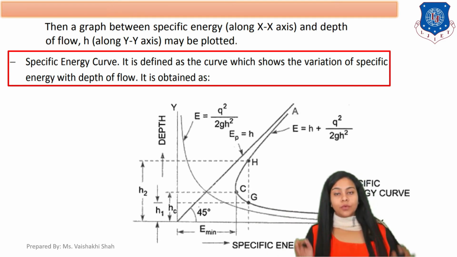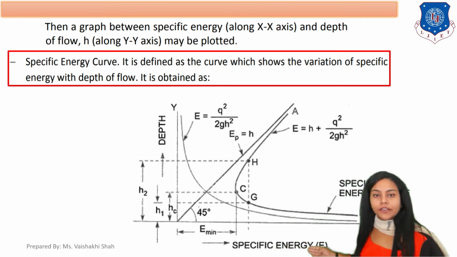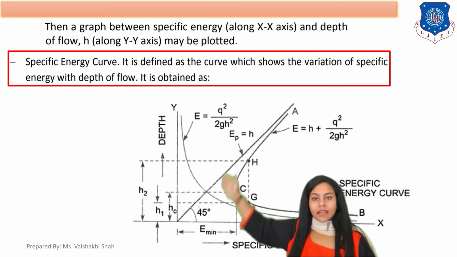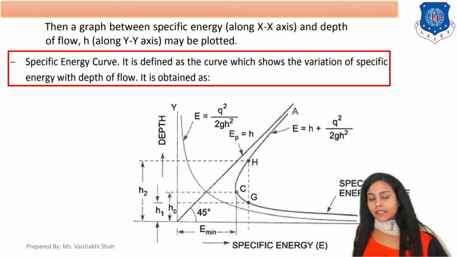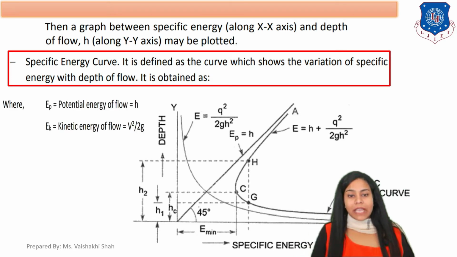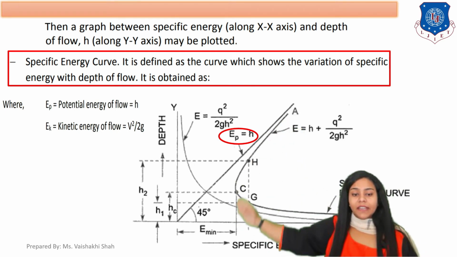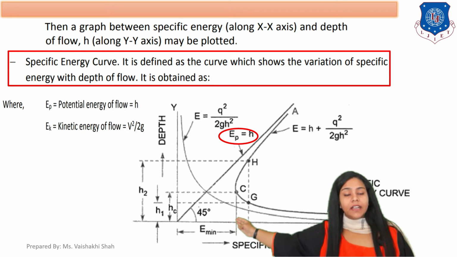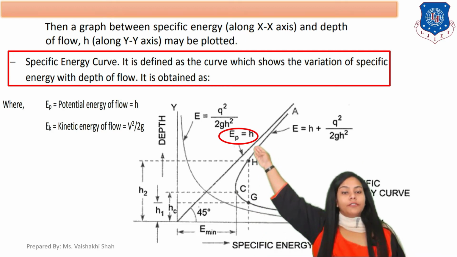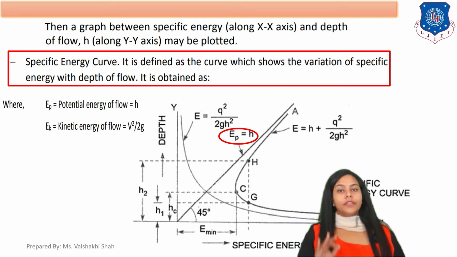Now we will see the specific energy curve here also, but first of all we know that total energy E equals EP plus EK. So on the x-axis we are taking specific energy and on the y-axis we are taking depth. Clear? Now if you draw a line for indication of EP, you can see this straight line at an angle of 45 degrees indicates the potential energy of the flow.